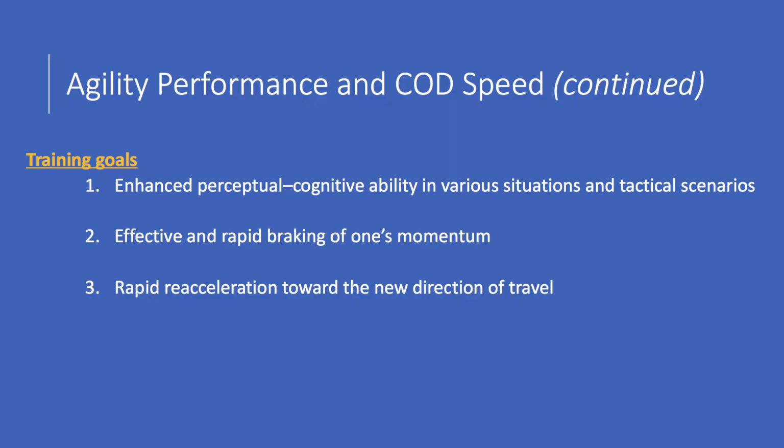With that in mind, there are 3 main training goals when we're looking at developing agility and change of direction speed. Firstly, you want to enhance the perceptual cognitive ability in various situations and tactical scenarios, which we'll talk about on the coming slides, and how to do that. The second aspect is to develop the effective and rapid braking of one's momentum. And thirdly is the rapid reacceleration towards the new direction of travel. Those are the 3 main training goals in order to effectively develop agility and change of direction speed.